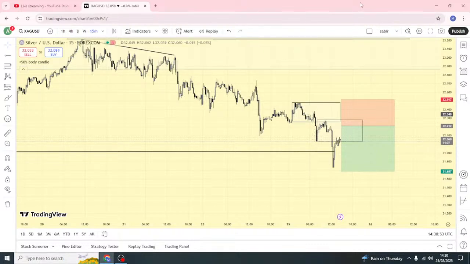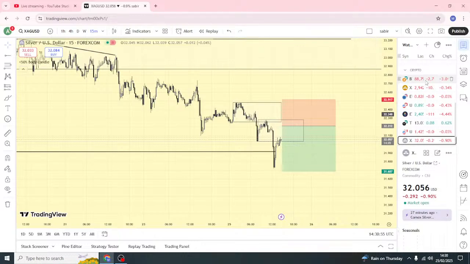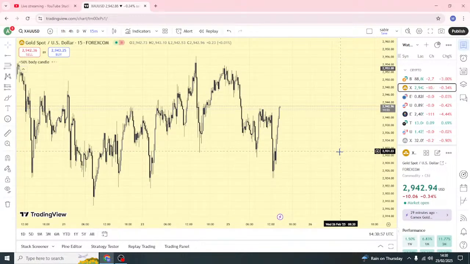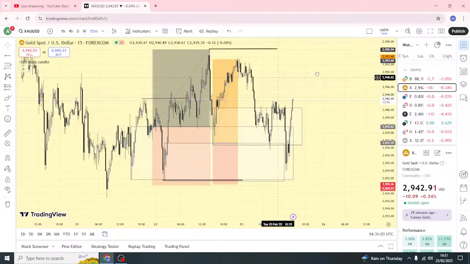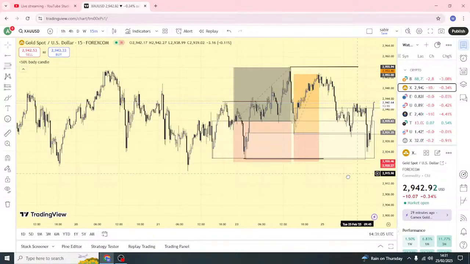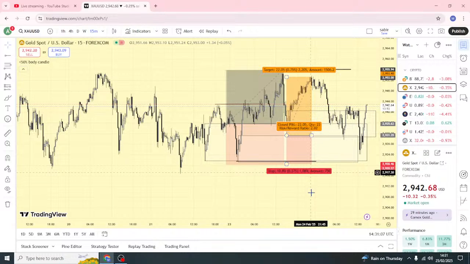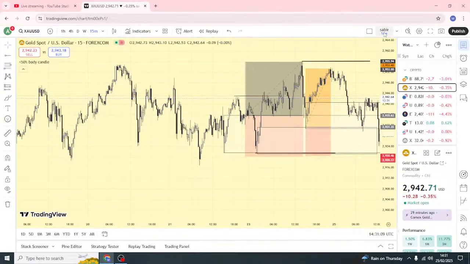Let's get into gold, what is going on with gold for now. Okay, we just hit our TP. You can see the 2 trades I took, they hit my TP.